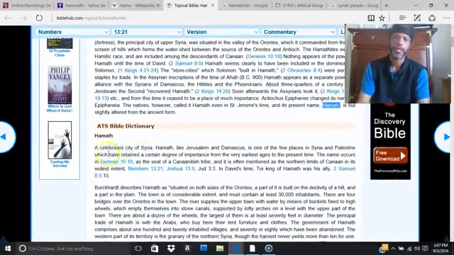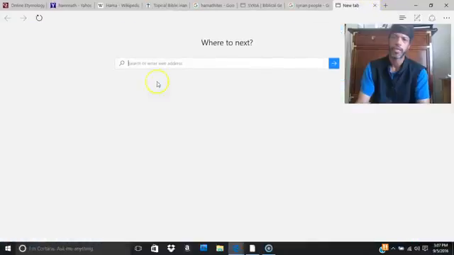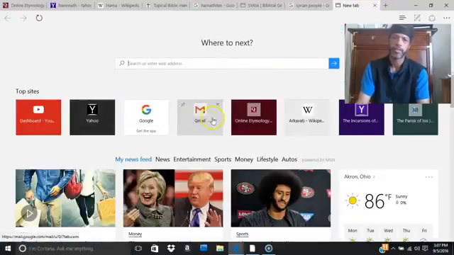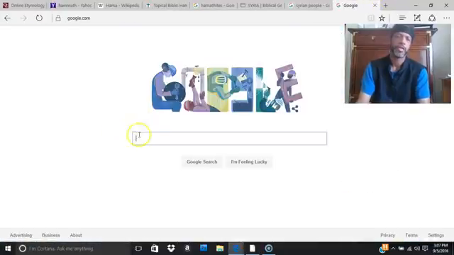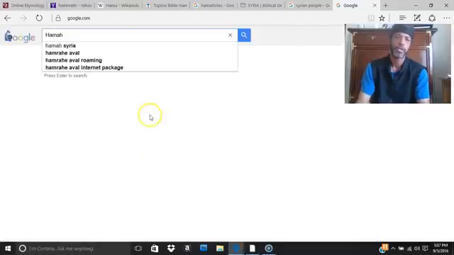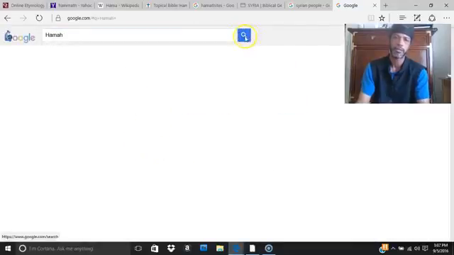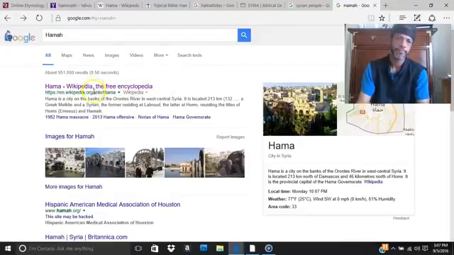All right, so here it says Hamath is a celebrated city in Syria. So they say Hamath is a celebrated city in Syria. Yet the same article says it is Hama. And Hama is also in Syria. And it gets us right back to the same place.